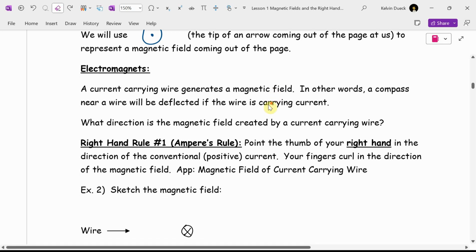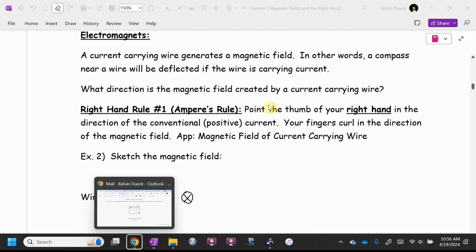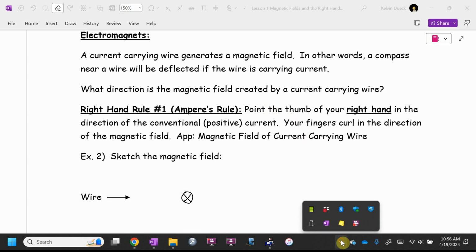Here's right hand rule number 1. We're going to practice this a whole bunch, and you're going to need to memorize this. And I apologize to those of you on YouTube because you won't know what the heck I'm doing. Did I remember to hit record? Unpause? I did. If you point the thumb of your right hand, which hand? In the direction of the positive of the current, your fingers will curl in the direction of the magnetic field.